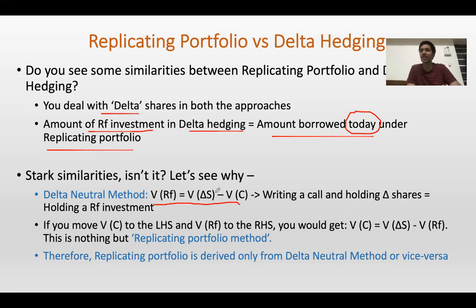For value of call in the delta hedging method, you were thinking of it from the viewpoint of a writer of a call option. You were selling a call option. Whereas over here, you're thinking from the viewpoint of a buyer of a call option. That is the only difference, if you ask me. The replicating portfolio itself is actually derived from the delta hedging method, or you can otherwise say vice versa as well. The delta neutral method was derived from the replicating portfolio approach, right? So you should not be surprised that you have these similarities, because they're coming from the same equation. You're just changing the sides, right?